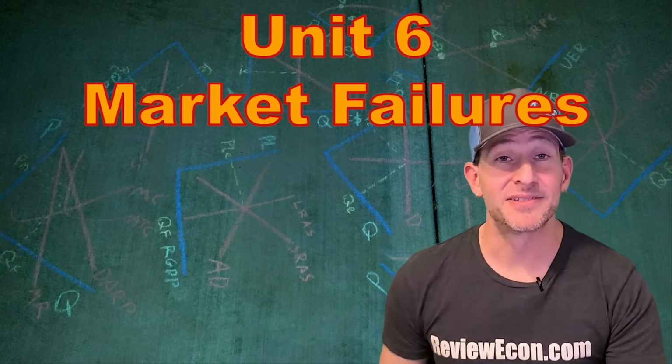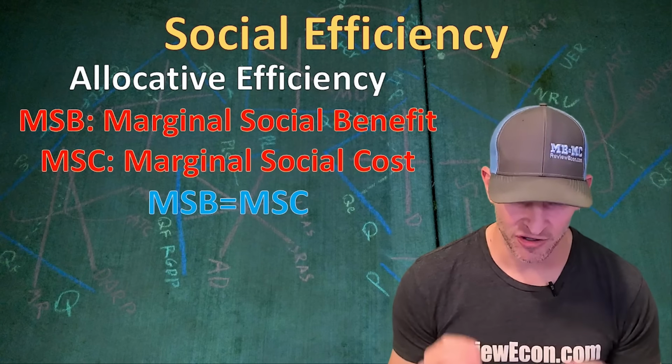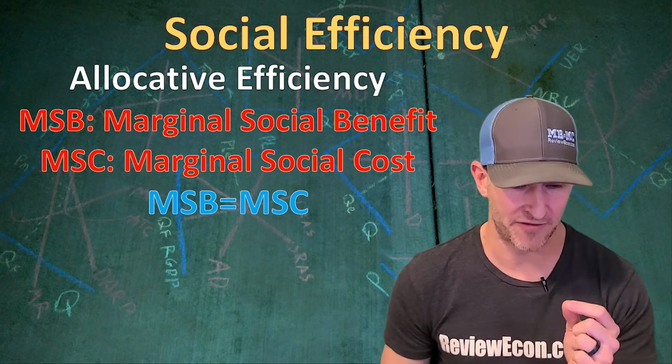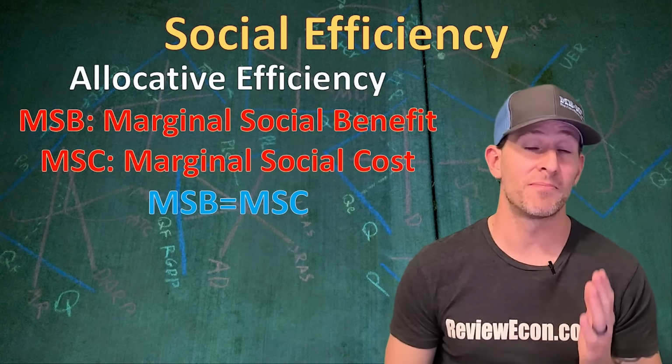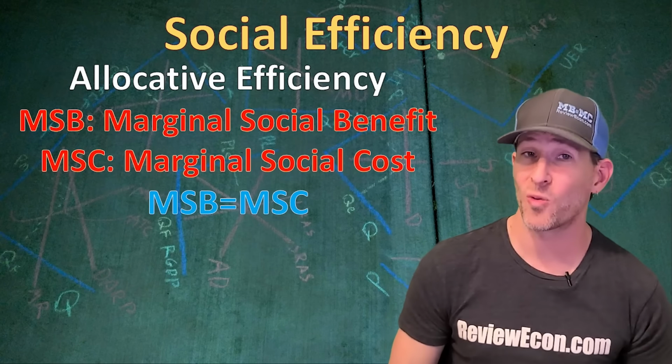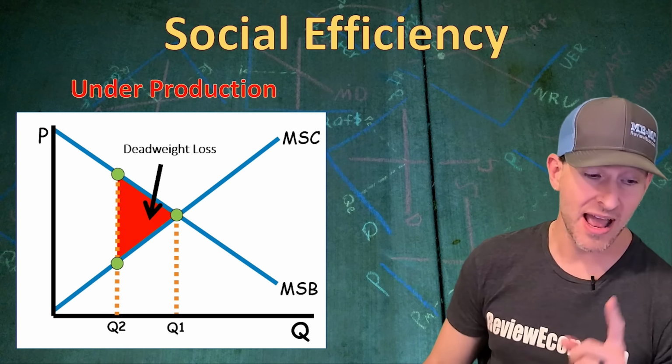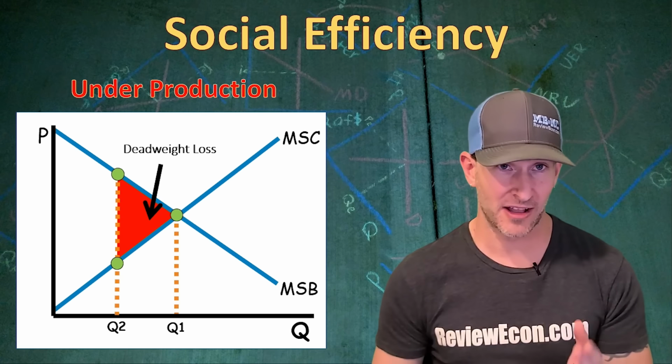Last unit we've got is market failures. Now, when a market is socially efficient or allocatively efficient, it means that the marginal social benefit is going to equal the marginal social cost at the quantity we get within the market. Sometimes we might be underproducing, and then we are going to have some deadweight loss as a result.